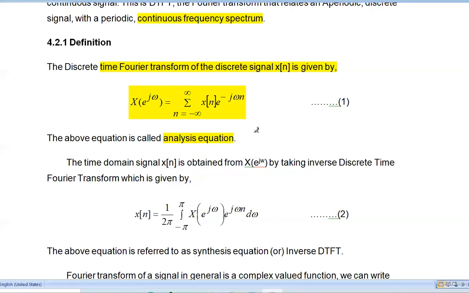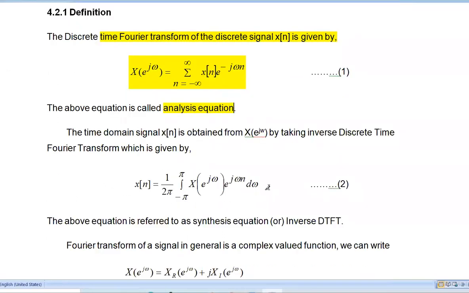So what does analysis equation mean? In order to convert the time domain signal into frequency domain signal, the DTFT formula is the analysis equation. What does the synthesis equation mean? It is the reverse process. If we want to convert the frequency domain x of e power j omega again into time domain, we use the inverse DTFT.